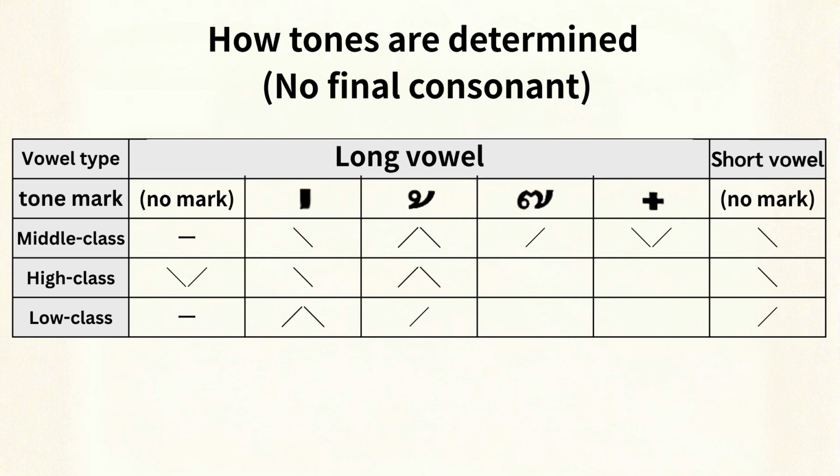Next, for short vowels, only the no mark pattern appears. For middle-class and high-class consonants, it becomes a low tone. For low-class consonants, it becomes a high tone. By using this table, you can accurately determine the tone for syllables that do not have a final consonant.